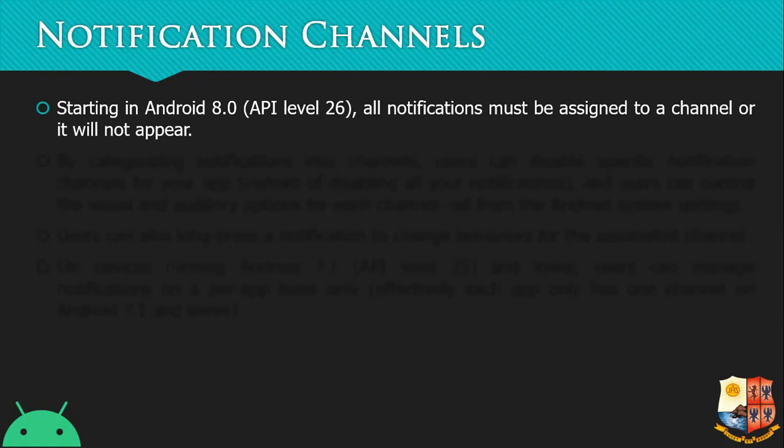Okay, so starting in Android 8.0, all notifications must be assigned to a channel, or it will not appear. I want you to understand that statement. It's very essential to know, because anymore we won't be targeting Marshmallow or Kit Kat and Lollipop and all, because it's all done. Now our target should be the latest Android phones, because the future is towards that, not towards the old versions. And the support for old versions has already stopped.